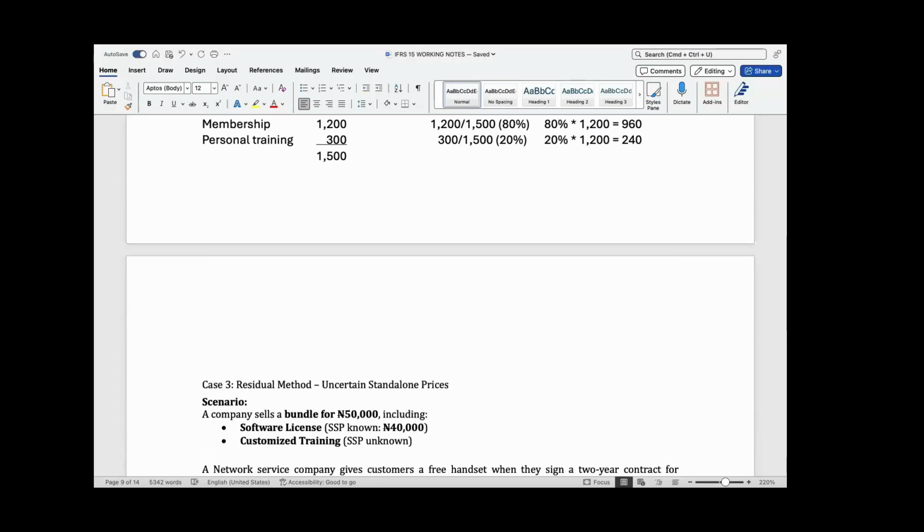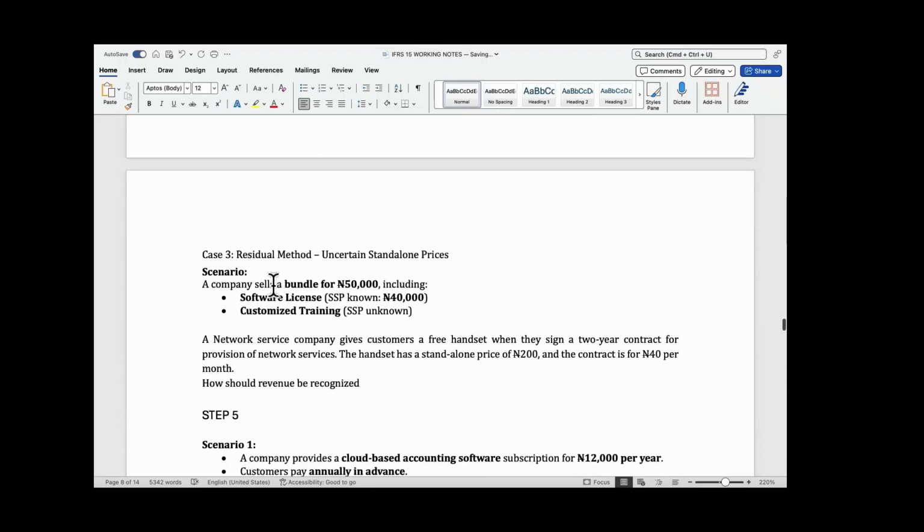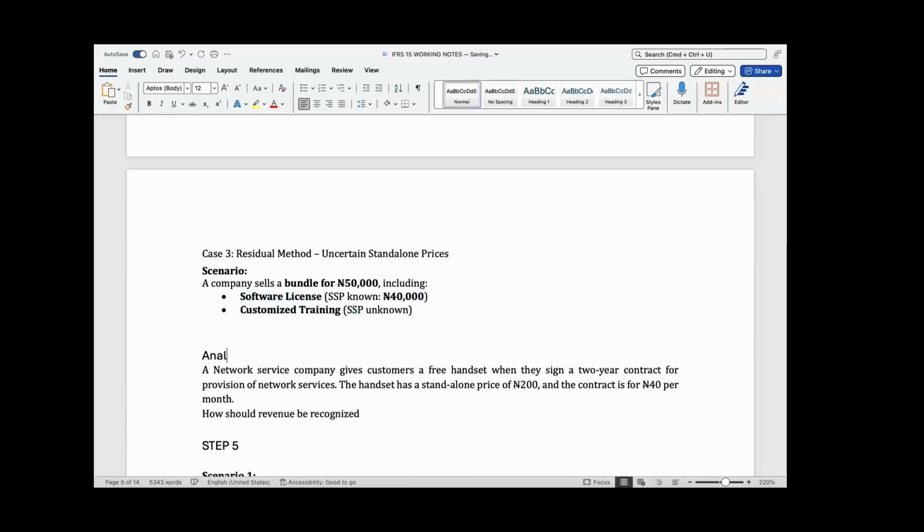Let's look at another one. If you look at this one, it says that a company sells a bundle for 500,000, and this bundle includes a software license. The standalone selling price of that software license is known at 40,000. Then it will do training. We don't know the standalone selling price of that. So what do we do for this now?